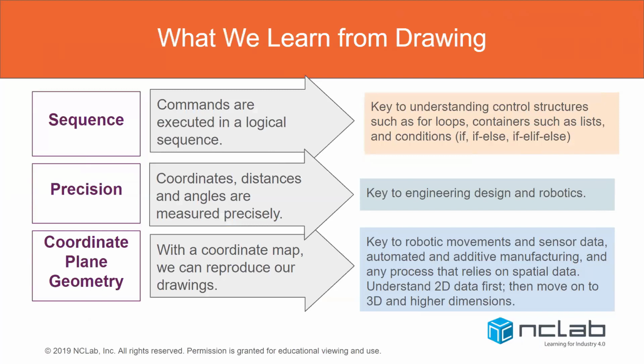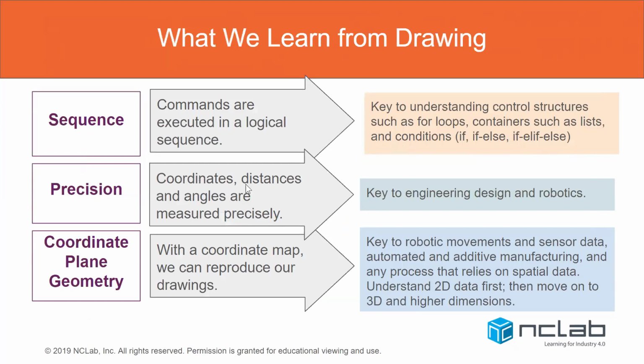Anyway, if you learn how to execute a simple sequence of commands, then you're ready to start working with control structures, and in our case we're working with for loops. You're also ready to work with containers. Lists are ordered, and order is key to how to use lists. And also you're ready to learn how to use conditions, if, else, and elif. That's all very sequential.